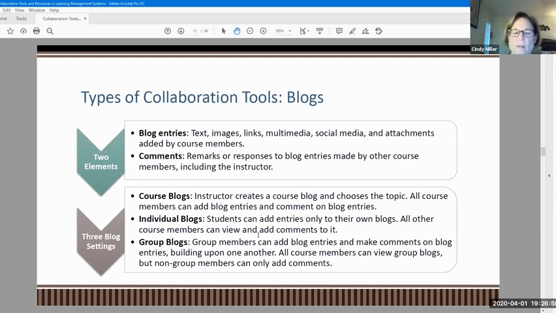I use course blogs and group blogs. I don't use individual blogs that often, mainly because I think students can create their own individual blog outside of the LMS if they want to. I use course blogs if I have a particular topic I want all students to contribute to, and I use group blogs if the students are doing a particular group project and so forth. So that's the purpose behind those two blog settings that I use.